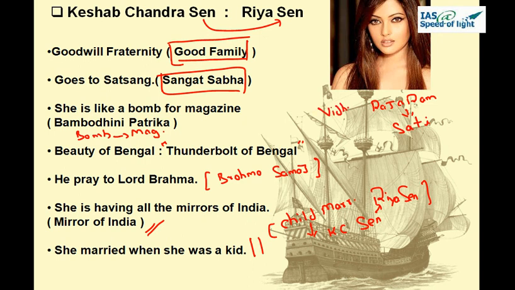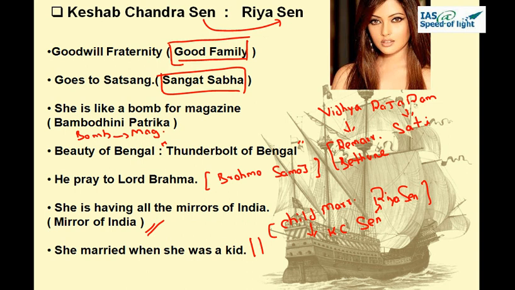Vidyasagar. Vidyasagar, it was remarriage. Widow remarriage, and Bethune schools or the girls' education, Vidyasagar, and now the third person, that is Keshav Chandra.